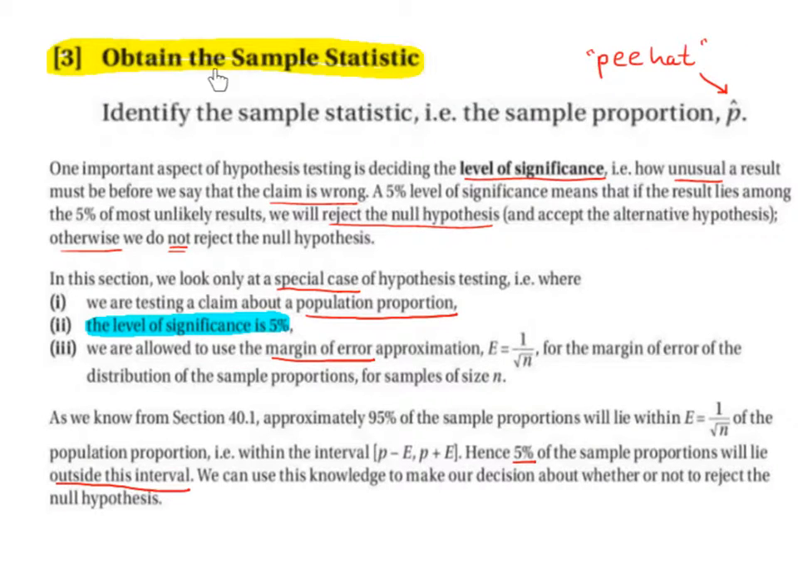Step 3. Obtain the sample statistics. Identify the sample statistic, i.e. the sample proportion p hat.